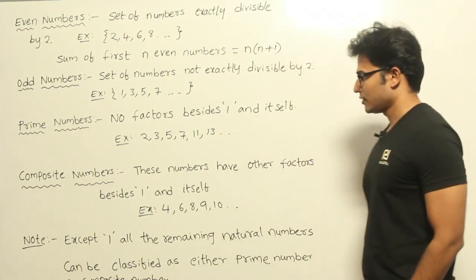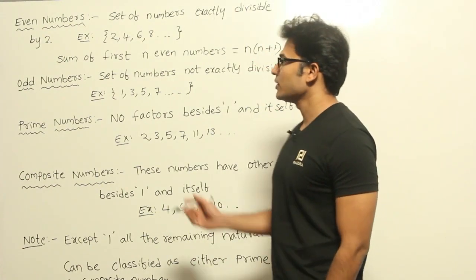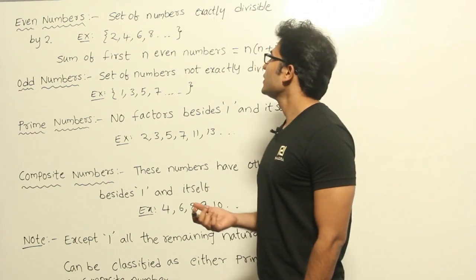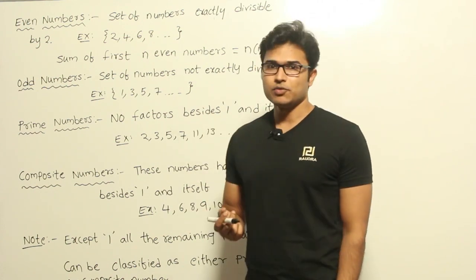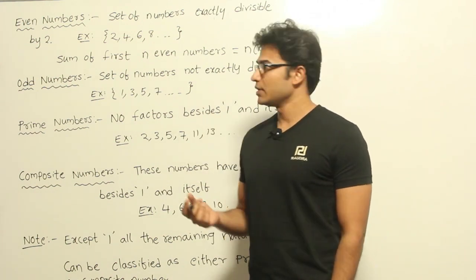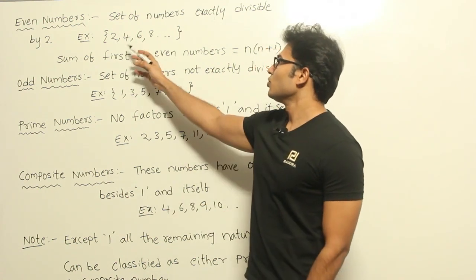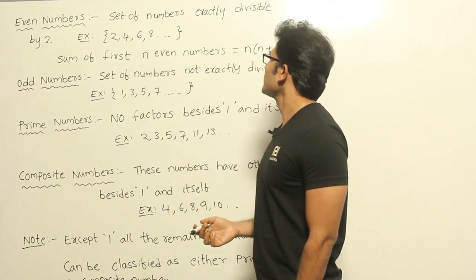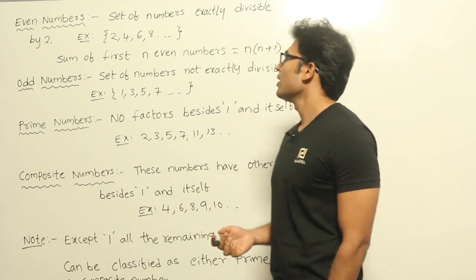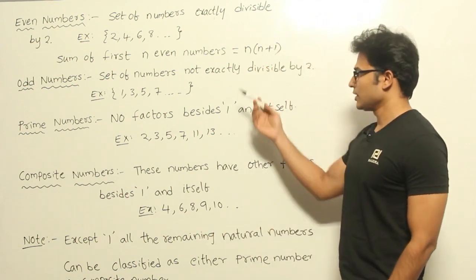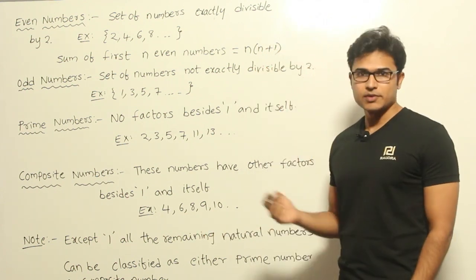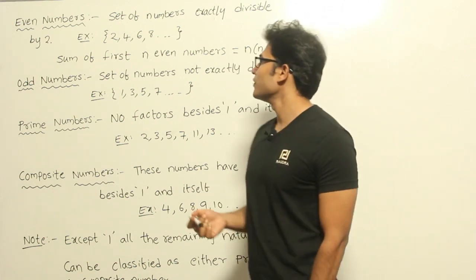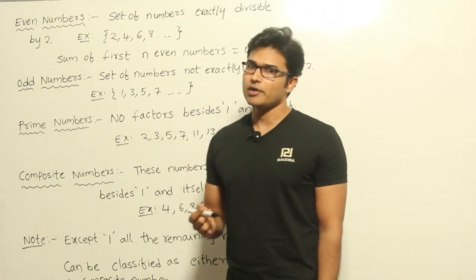Now let's see some types of numbers here. One is even numbers, you must be knowing about it. The set of all even numbers are divisible by 2. If any number is divisible by 2, we say that it is an even number. So 2, 4, 6, 8, and so on are even numbers, right? And the set of all odd numbers are the numbers which are not divisible by 2, which means if they leave a remainder of 1 when you divide with 2, then they are all in the set of odd numbers.